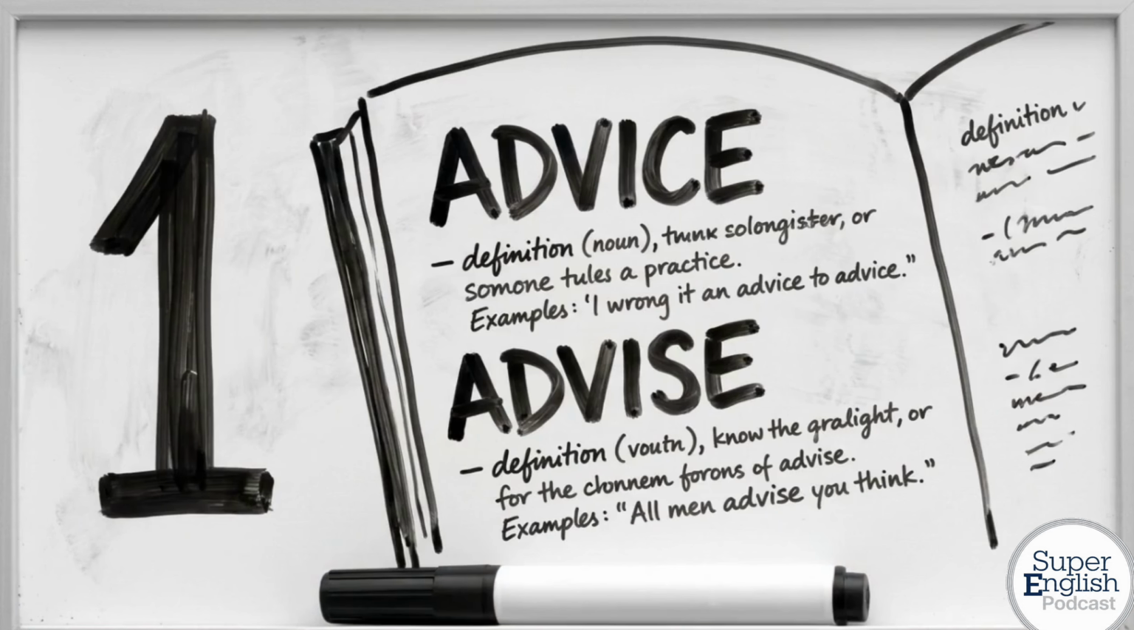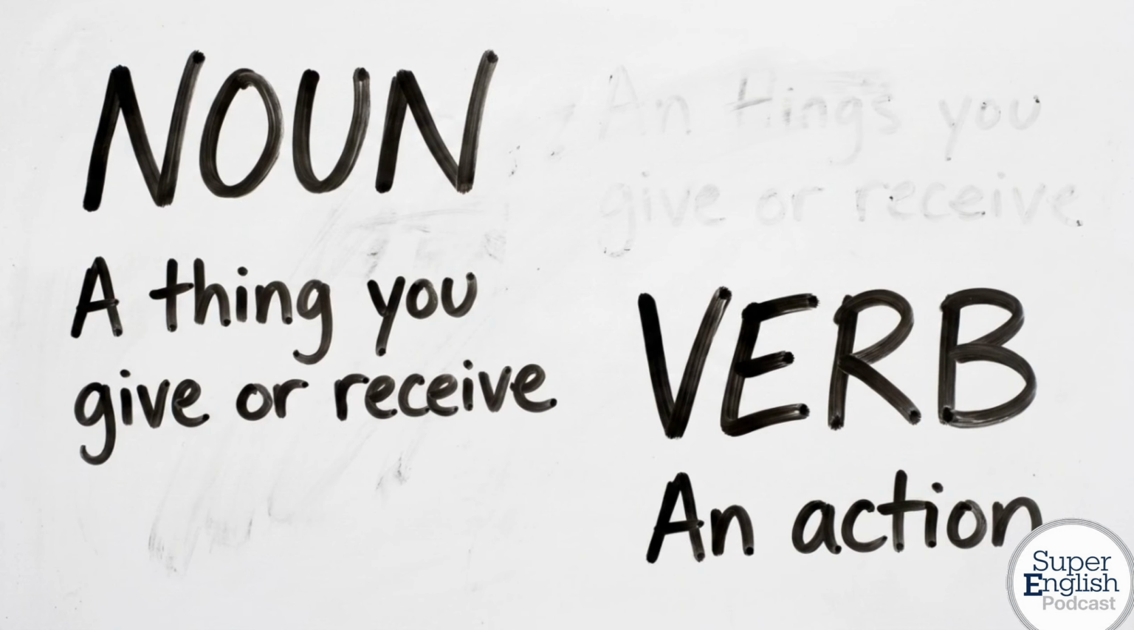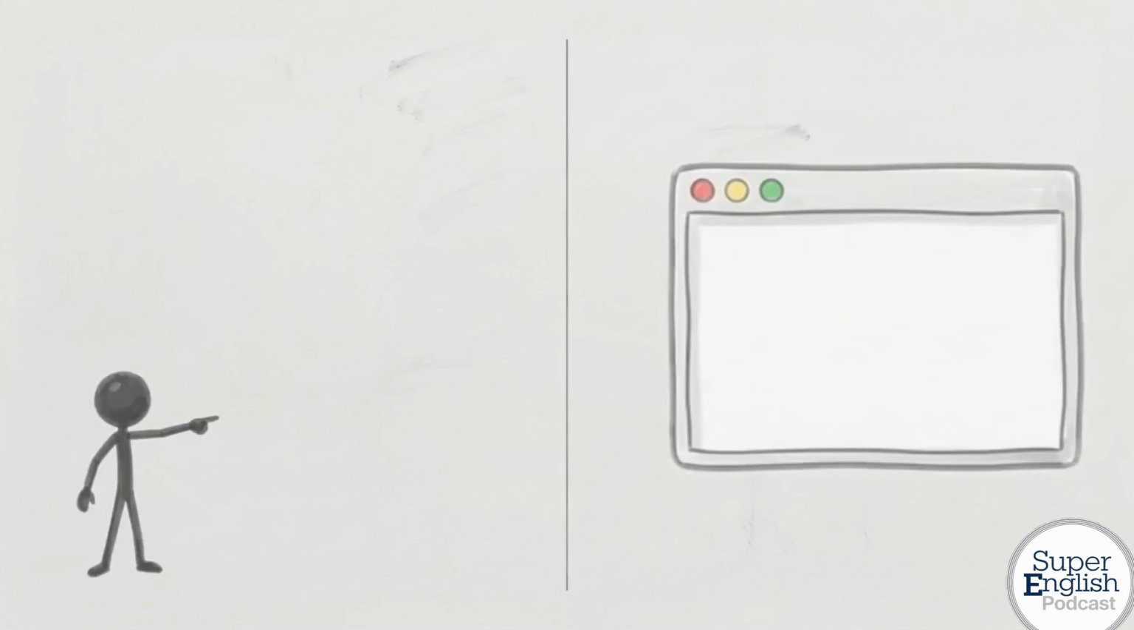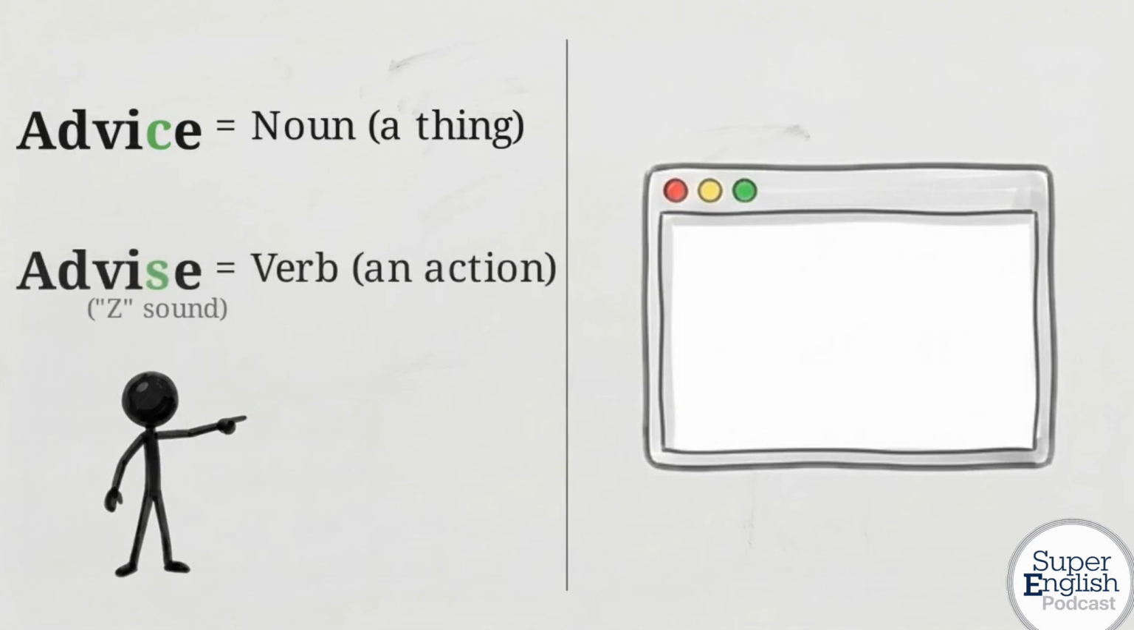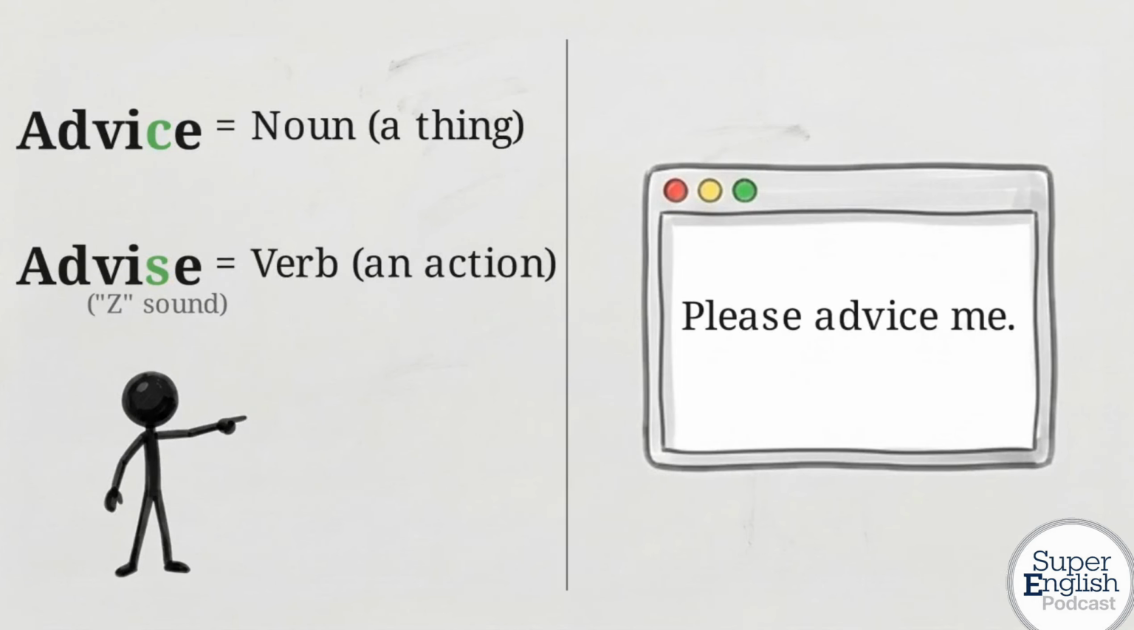Step 1 checks the difference between advice and advise. You need to identify if the word functions as a thing, a noun, or an action, a verb. Advice with a C is a noun, a received recommendation. Advise with an S is a verb, the action of giving it. In our draft, the writer asks for an action. Swap the C for an S, changing it to the verb advise.